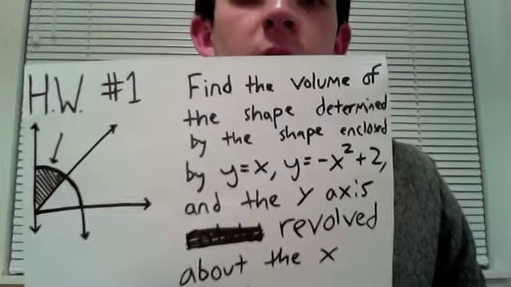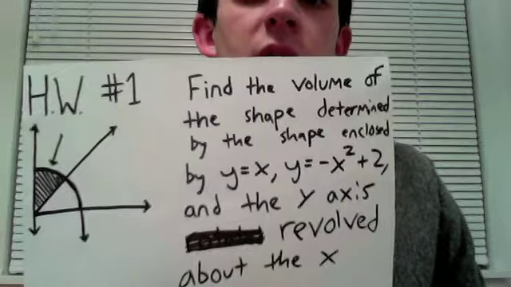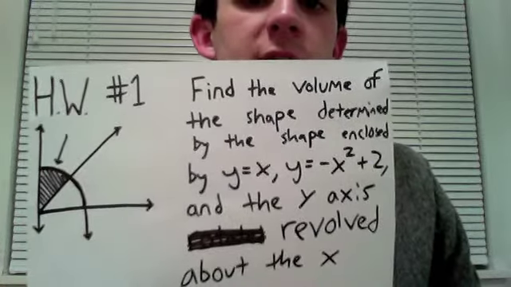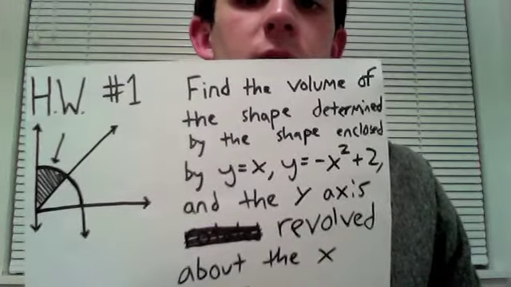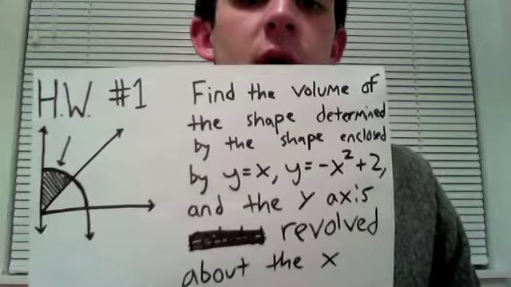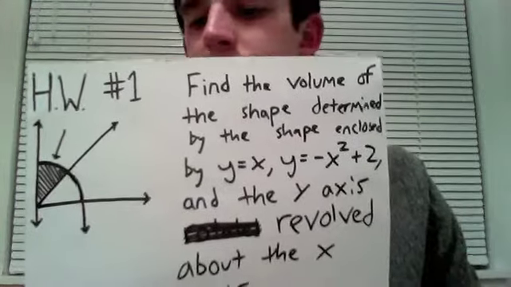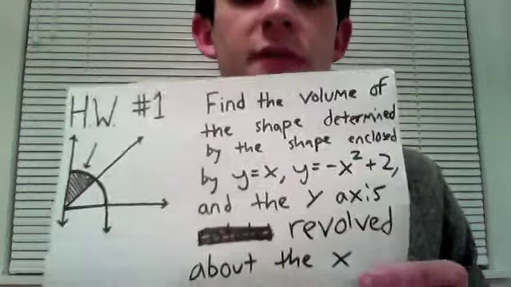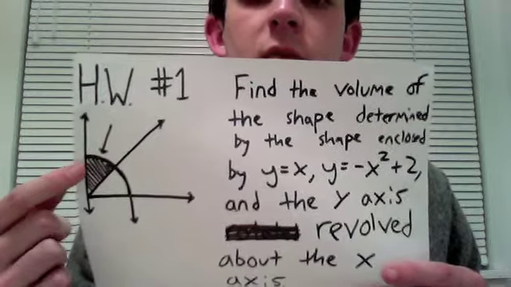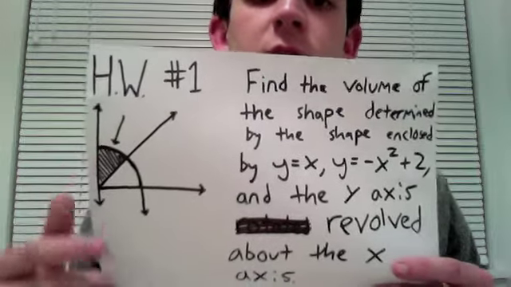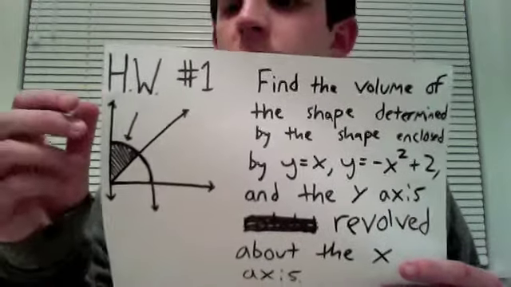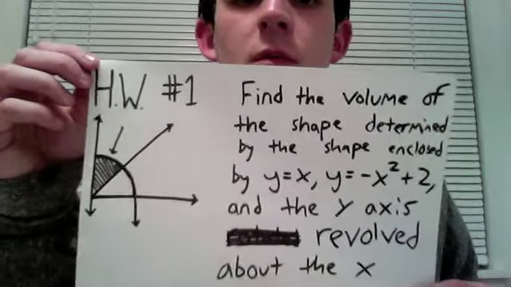So in this problem, what you're going to do is find the volume of the figure determined by the shape enclosed by y equals x, y equals negative x squared plus 2, and the y-axis revolved about the x-axis. So that's going to be this shaded shape that I've drawn right here, and it's going to be revolved about the x-axis to get a similar three-dimensional figure to the one that we just talked about a moment ago.